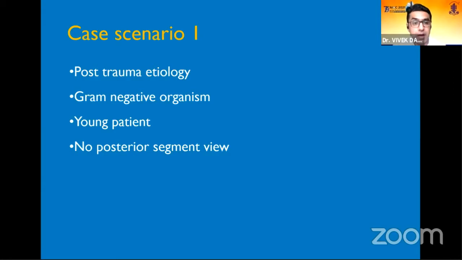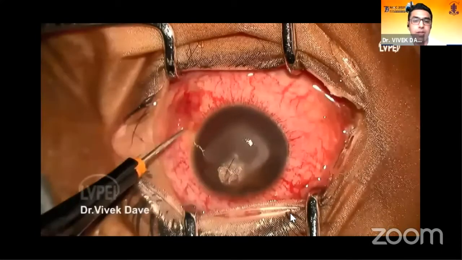A relatively young patient, or rather a young patient, 9 years old. So if you do a graft, high chances of graft rejection, and no posterior segment view up front. So you don't really know what the retina is like. So, a classical case where an approach with endoscopy will help you.